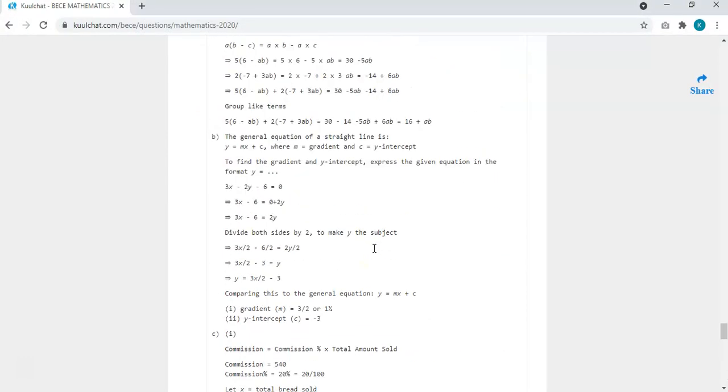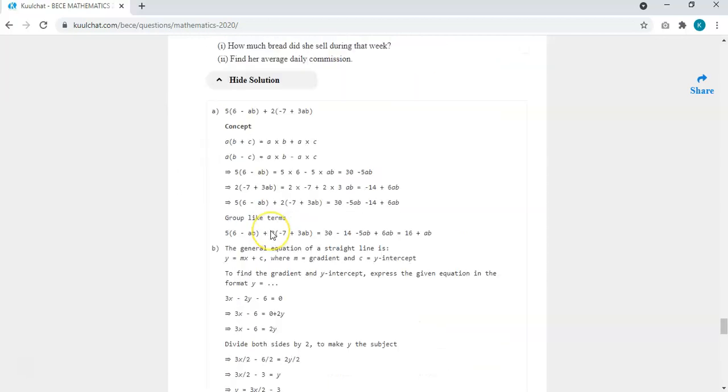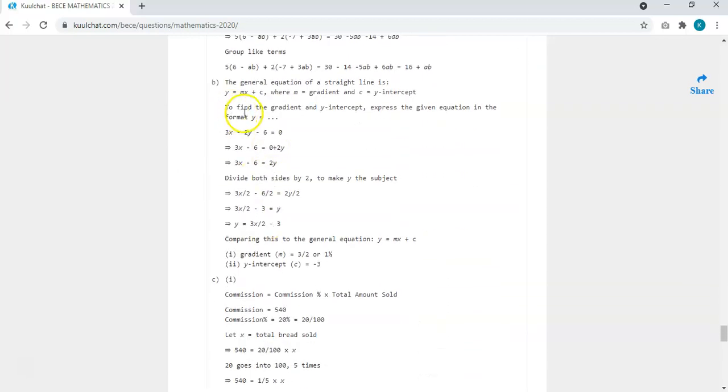So let's go over that one. We solve for this, brought this one over here, then simplify, and we got this. The one multiplying your x will be your gradient, and the other one will be your y-intercept. So 3 over 2 is the same as, if you want to continue to mixed fraction, 2 goes in once, so you have 1 and 1 over 2. And the y-intercept is going to be negative 3.